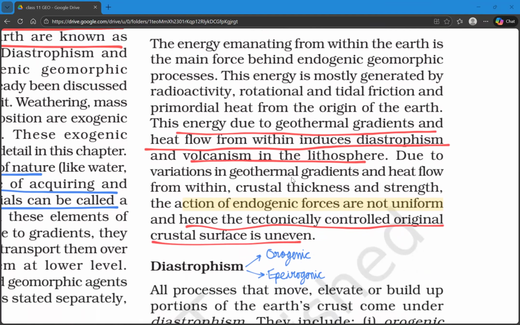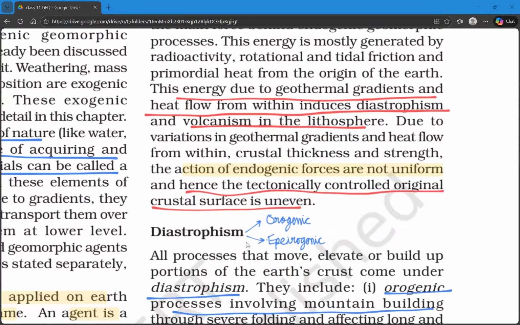Due to the variations in geothermal gradients, heat flow from within, crustal thickness and strength, the action of endogenic forces is not uniform. Hence, the tectonically controlled original crustal surface is uneven. So what it is telling is that the geothermal gradients and heat flow within are not uniform. So, therefore, what happens? The tectonically controlled original crustal surface is uneven.